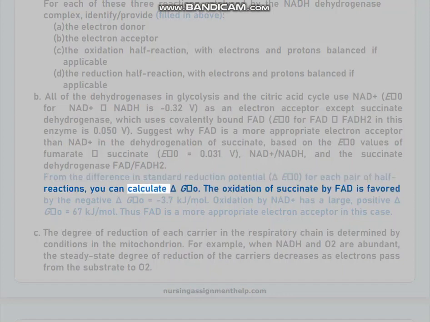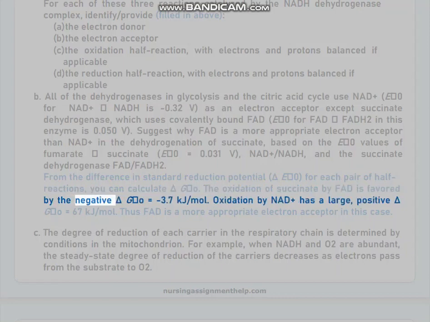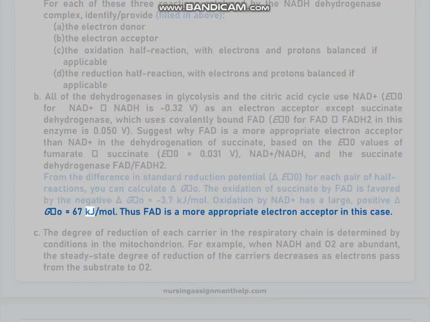From the difference in standard reduction potential, delta E0, for each pair of half reactions, you can calculate delta G0. The oxidation of succinate by FAD is favored by the negative delta G0 equals -3.7 kJ/mol. Oxidation by NAD+ has a large, positive delta G0 equals 67 kJ/mol. Thus FAD is a more appropriate electron acceptor in this case.